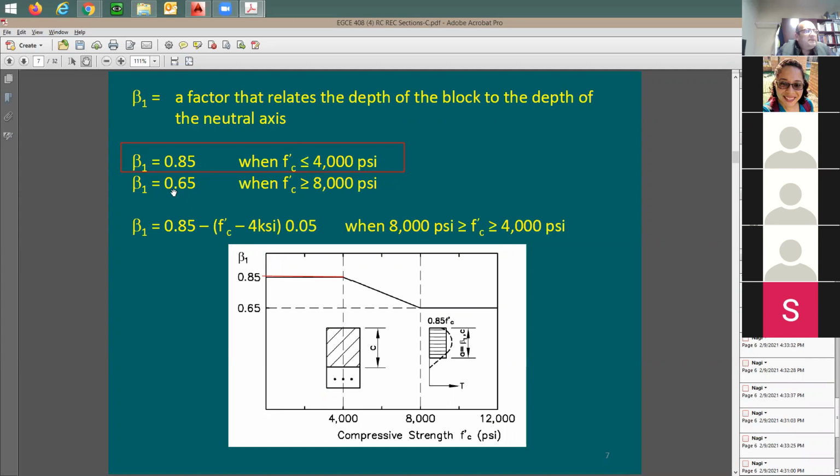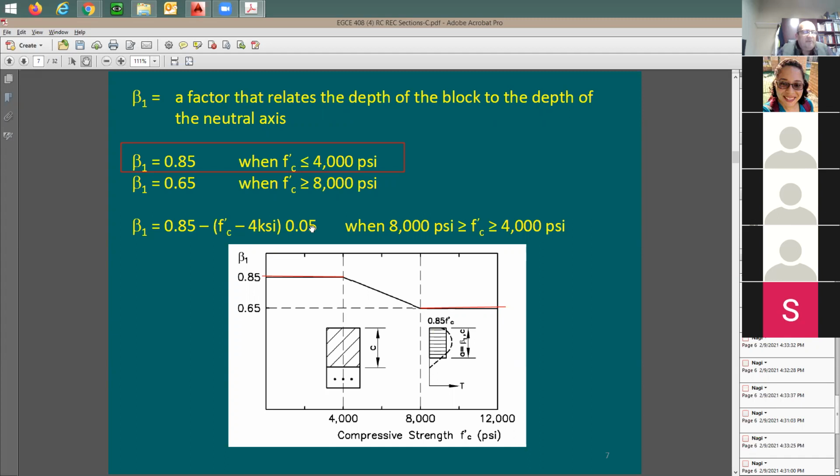Also, it says it's gonna be equal to 0.65 when the concrete strength is 8,000 or higher. Here's 8,000 and higher. How about in between? They say you can do interpolation. If you like, here's the equation for it. So beta one, on the y-axis, is gonna be equal to 0.85 subtracting a term in F prime C. Now this is gonna be in KSI. Why? Because I put here negative for KSI.